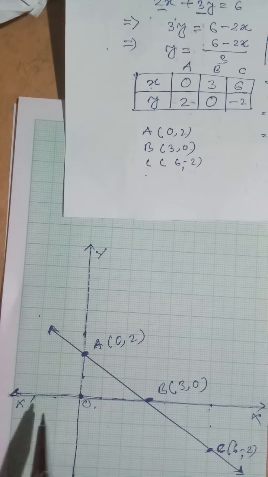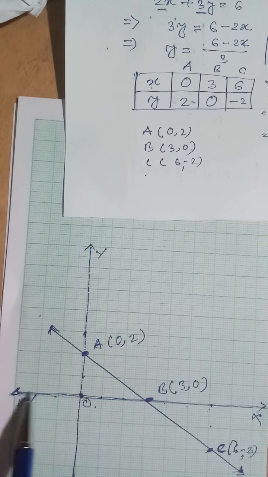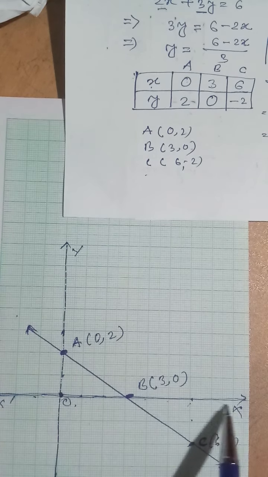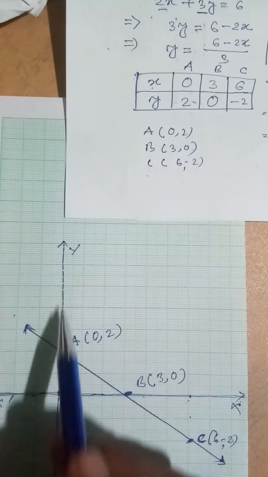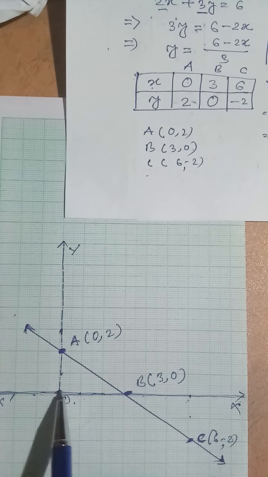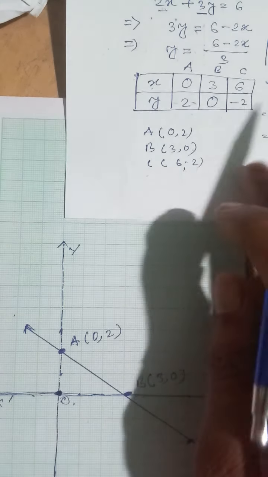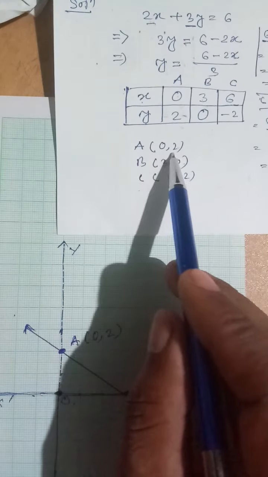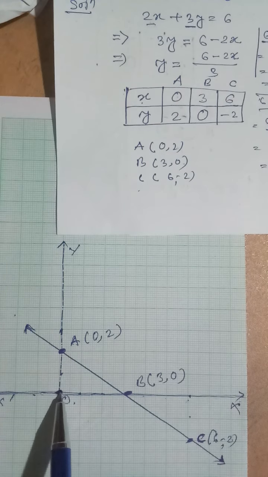Now to draw the graph of the given equation, first of all we have to draw two axes. One is the horizontal axis, named as X'OX, and one vertical axis, Y'OY. The point of intersection of the axes is called the origin. Now when we plot these points (0, 2), (3, 0) and (6, -2), first of all I have to start from the origin.